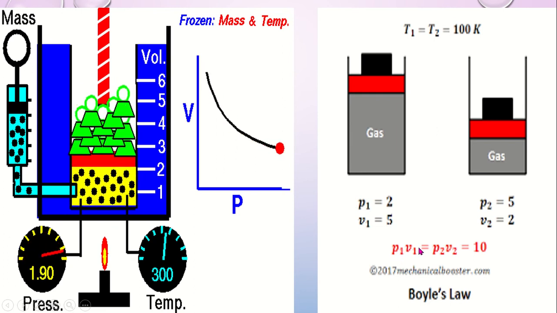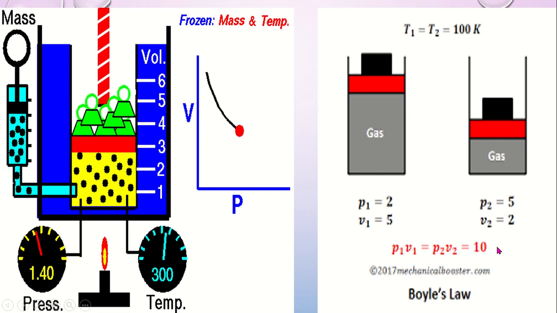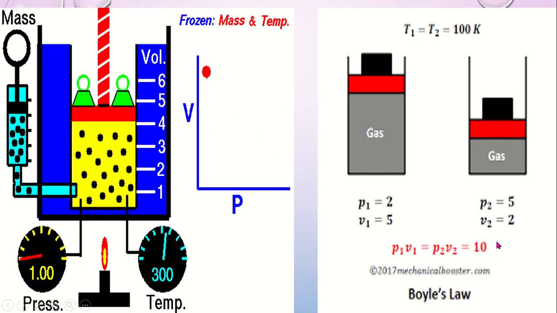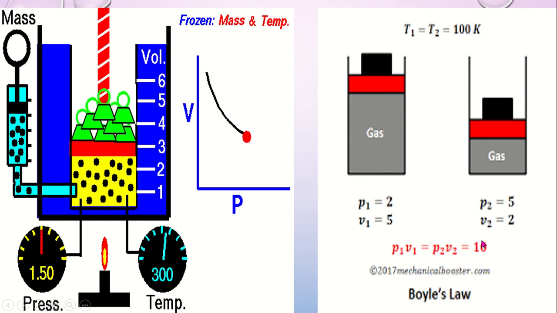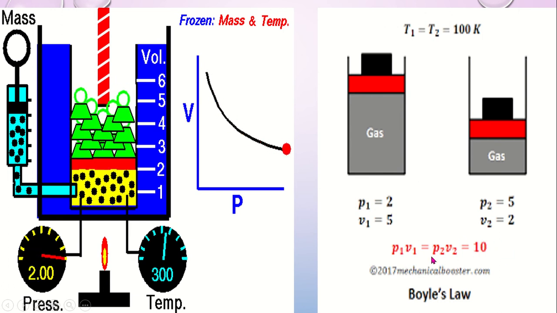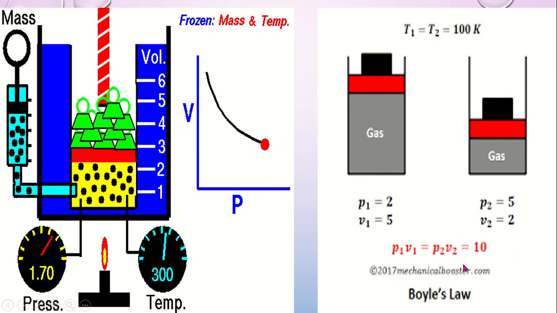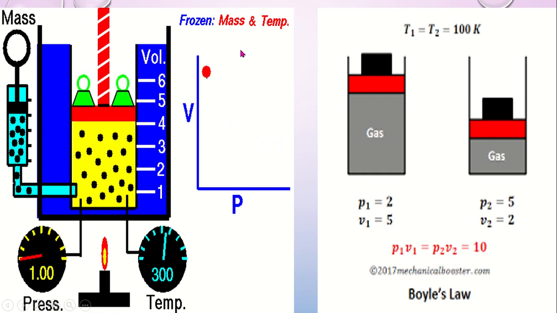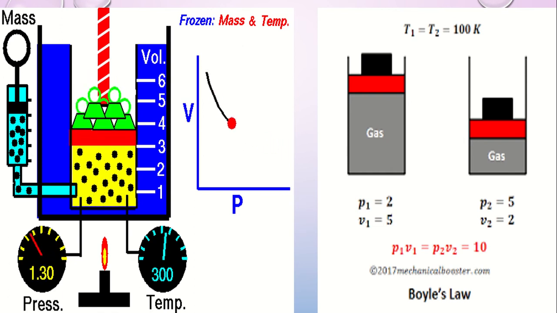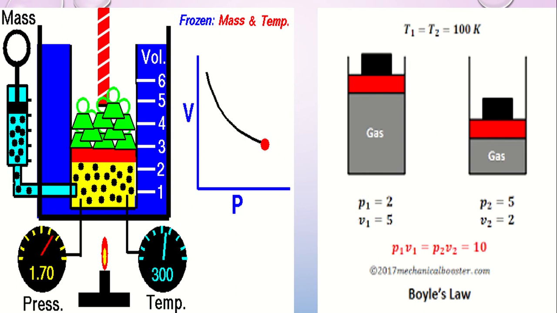That means P1 V1 equal to P2 V2 equal to constant, I have told you. Look here, in both cases the value of the product is 10. That means it is constant, and that is Boyle's law. So dear students, Boyle's law is applicable when the temperature is constant.